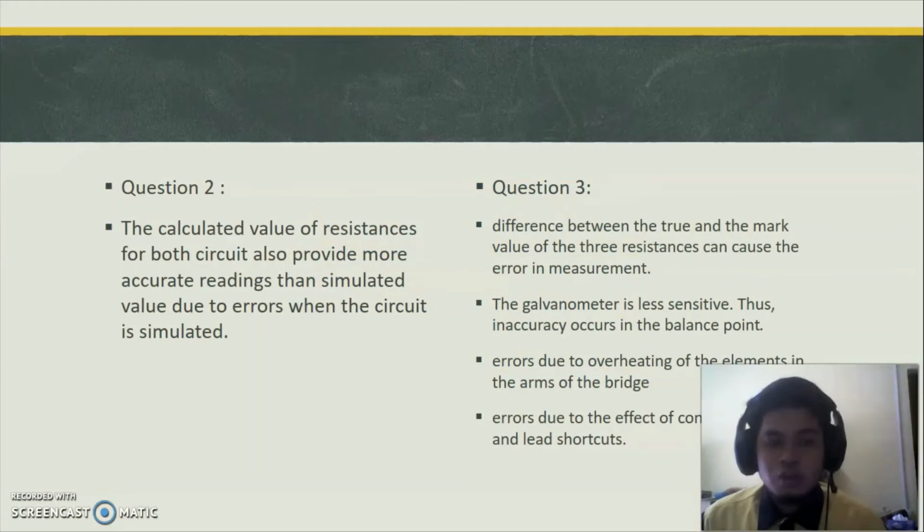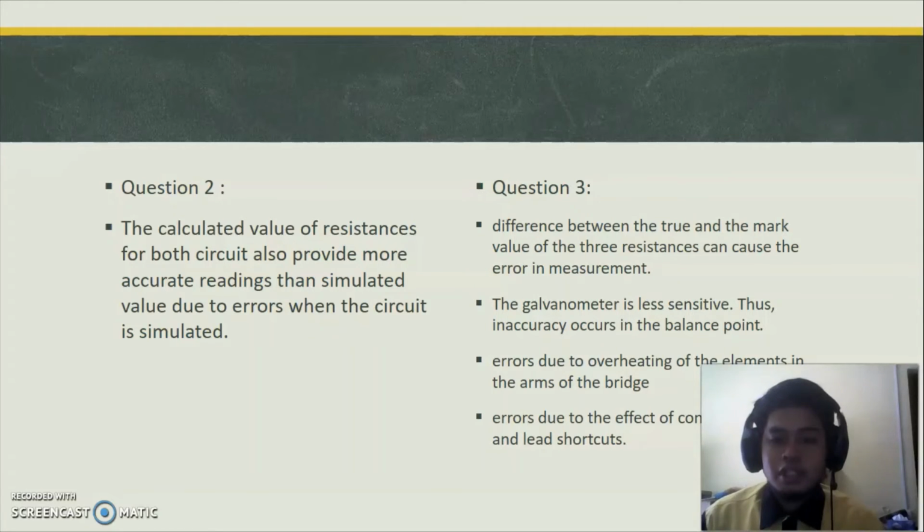So for question 2, the answer is the calculated value of resistance for both circuits also provide more accurate reading. So the calculated value provides more accurate readings than the simulated value due to error.